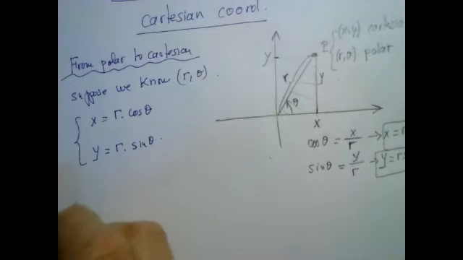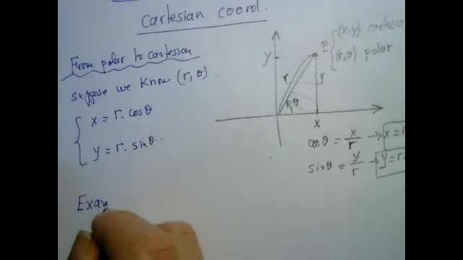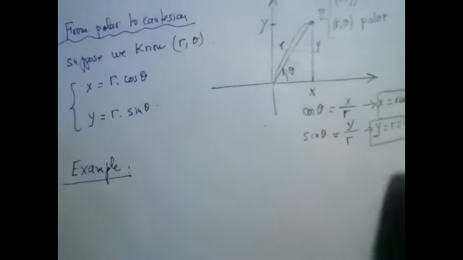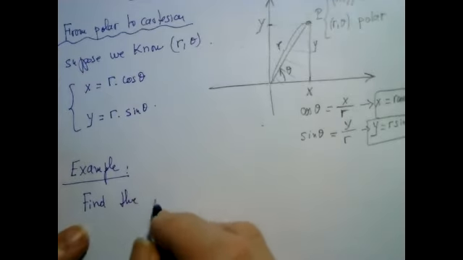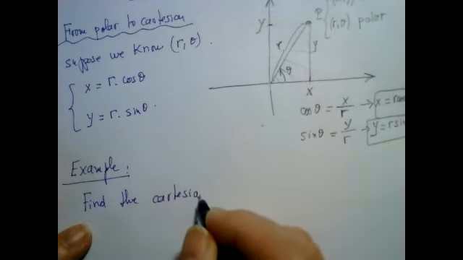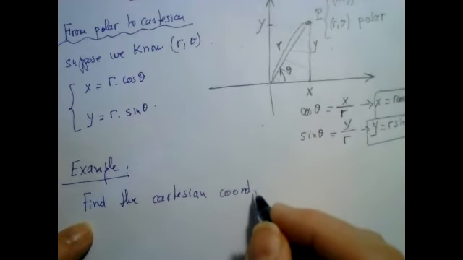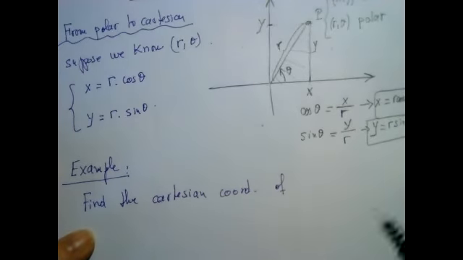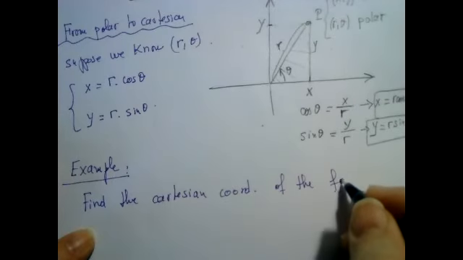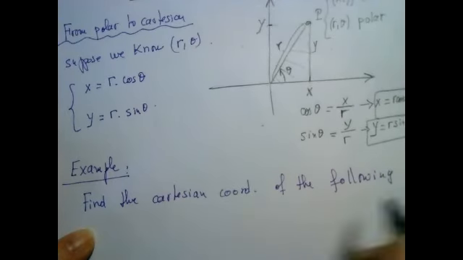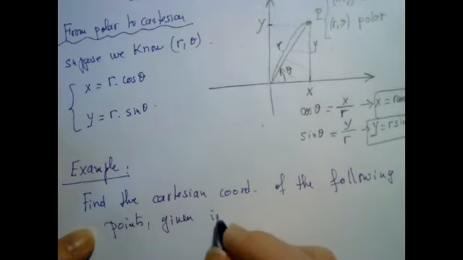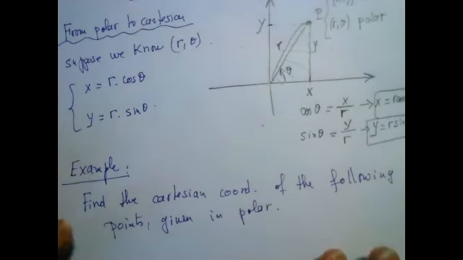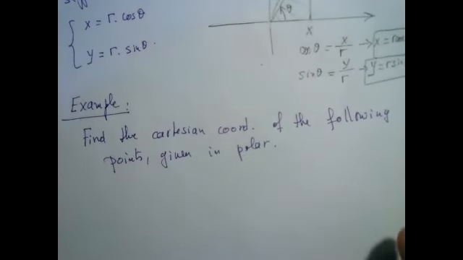So let us practice this. So for example, the question is, find the Cartesian coordinate of the following points which are given in polar coordinate. So I'm going to give you a bunch of points in polar coordinate, and the question is we have to find them in Cartesian coordinate.